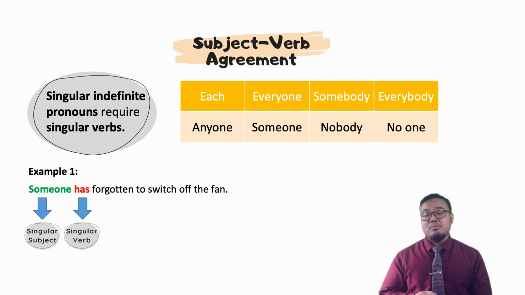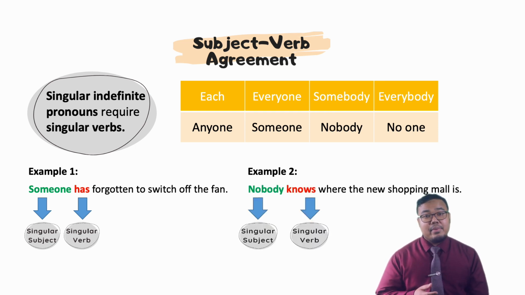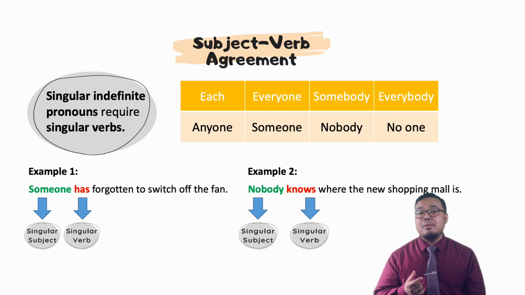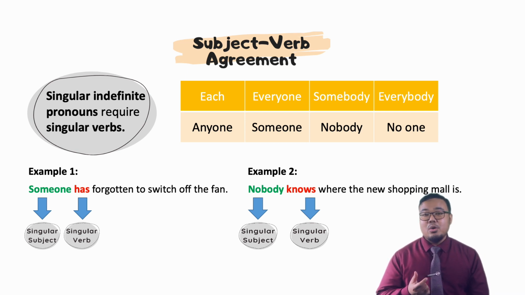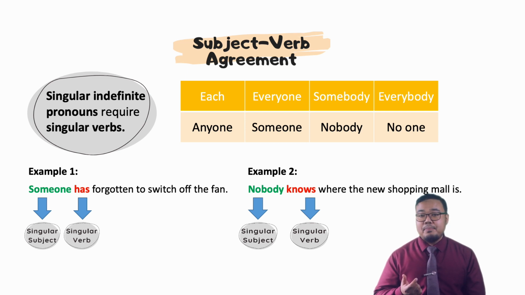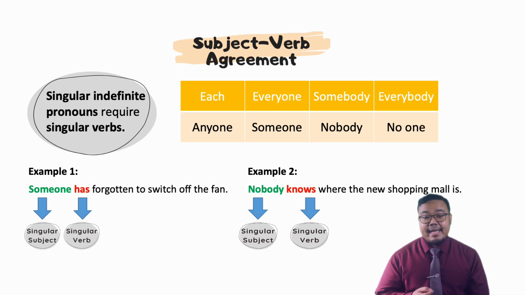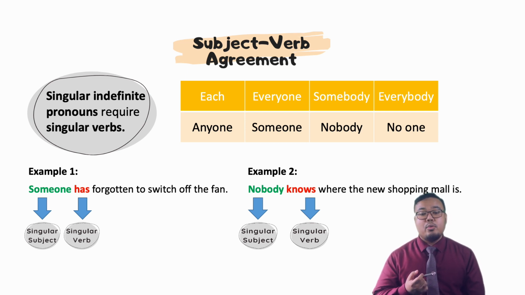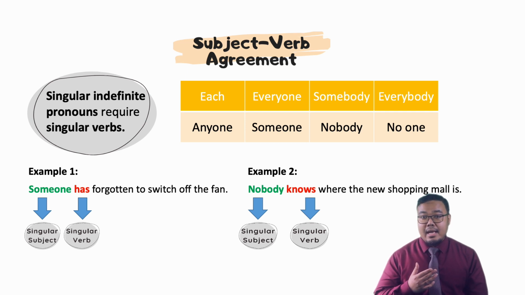Let's look at example number 2. Okay, nobody knows where the new shopping mall is. Nobody here is a singular subject, whereas it must be followed by knows, which is a singular form of verb. We cannot use know. Nobody know where the new shopping mall is, wrong. So the grammatically correct one is nobody knows where the new shopping mall is.